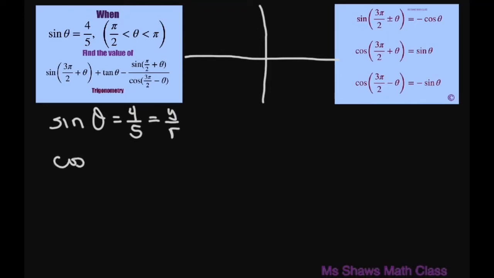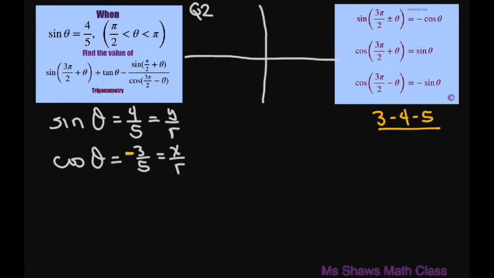Then your cosine of theta is going to be negative 3 divided by 5. That is your x divided by r, and that's because we're in quadrant 2 and your cosine is negative. All I did here was use my Pythagorean triples, 3, 4, 5, and then made my x negative. So basically you're going out negative 3 for the x. For the y, you go up 4.